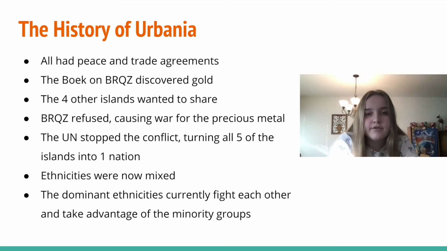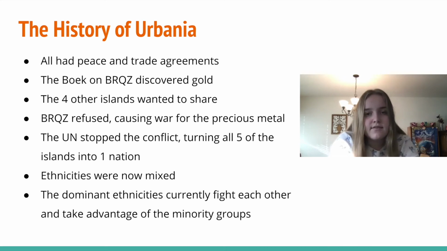And unfortunately, however, the land on BRQZ soon became extremely desirable to the other 4 nations when people discovered a major gold deposit. Now, precious metals were the only thing that all of the 5 islands together lacked, and before this, they had to trade internationally with countries on the mainland, which was very expensive, and the countries were relatively poor because of that. So when this gold was found, BRQZ became very greedy and did not want to trade it with the other 4 nations. And so then these 4 islands came together in order to retrieve the gold, and this eventually led to war.